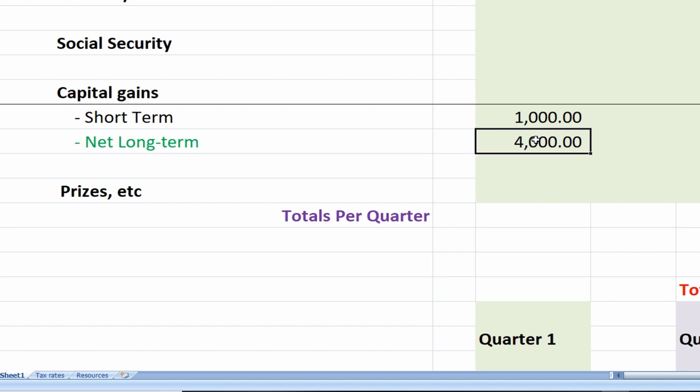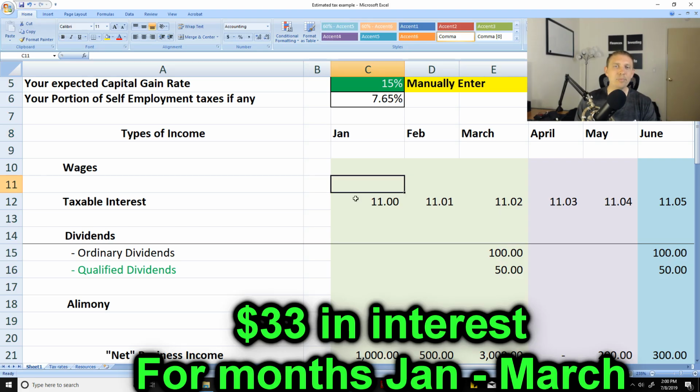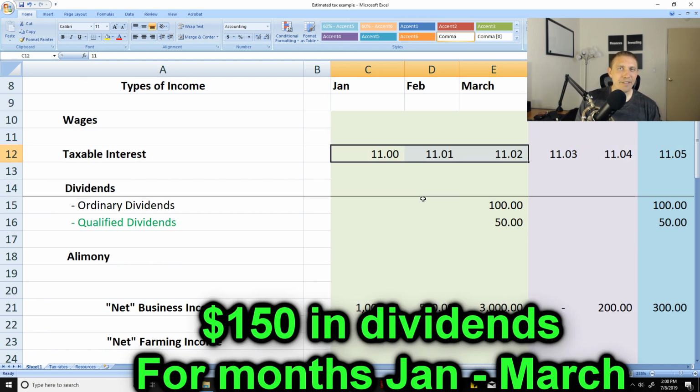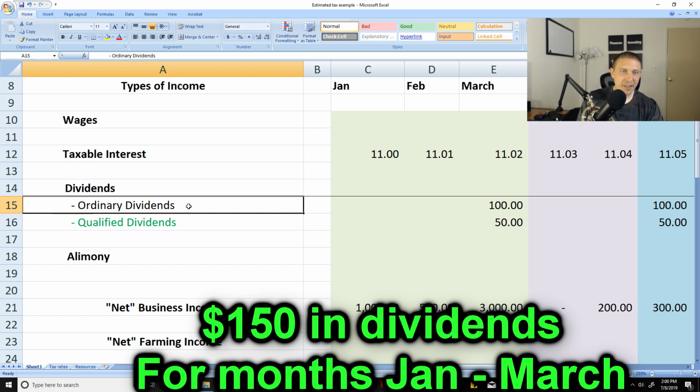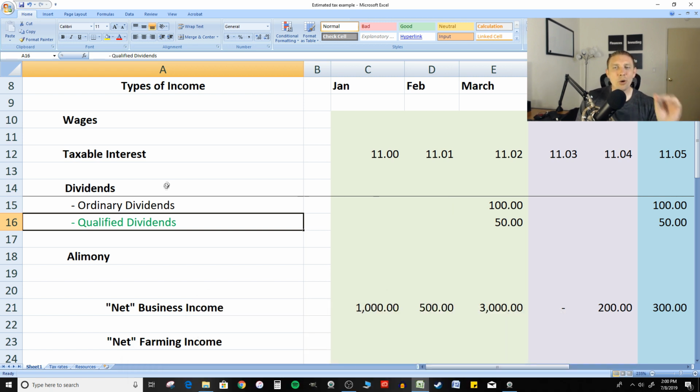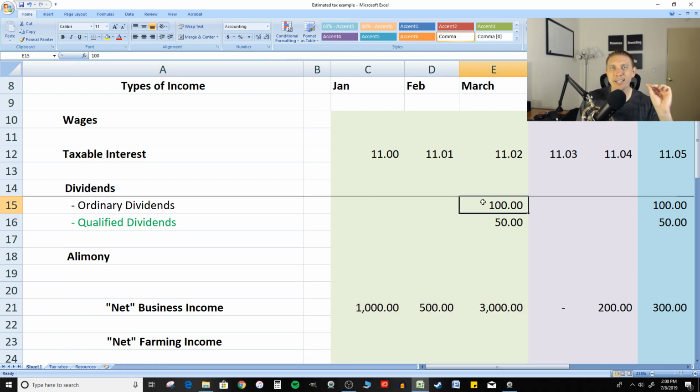So let's walk through this first quarter. All right, January through March. How much interest income do we have? Well, if I hold and click and drag, we have a total of $33 roughly in interest. In dividends, now you'll notice here that I have a line for ordinary dividends and qualified dividends. I have several other videos that discuss the differences between the two, but all you need to know is that your ordinary dividends are taxed at your marginal tax rate, and your qualified dividends, if you have qualified dividends, are taxed at capital gain rates.